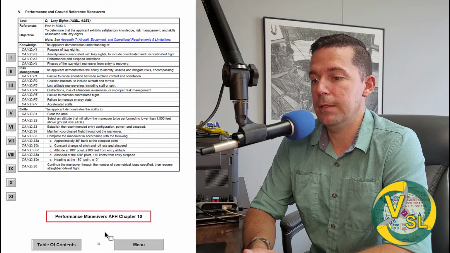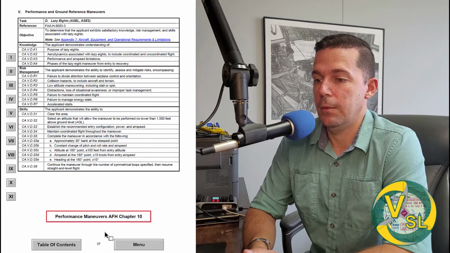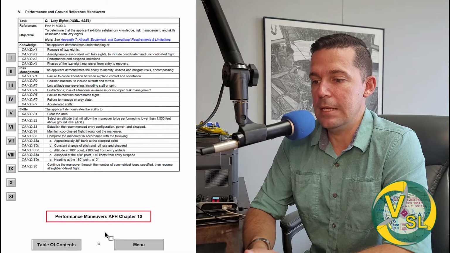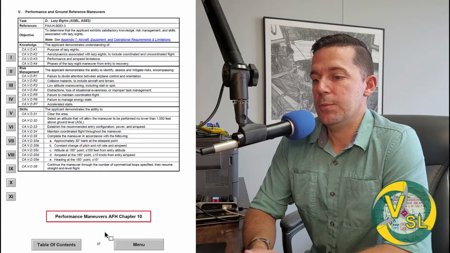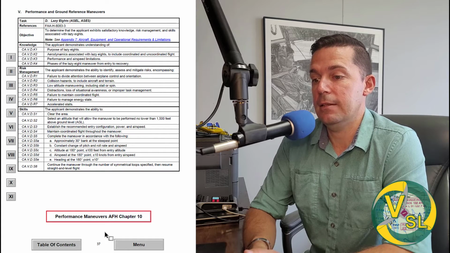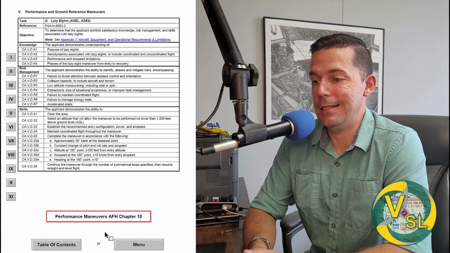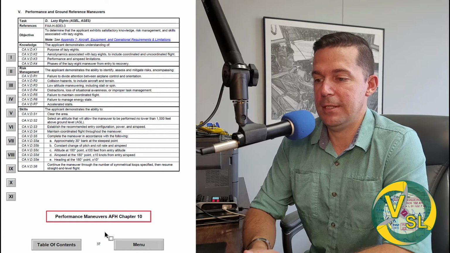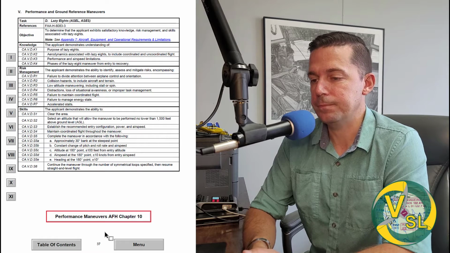Skill 5, complete the maneuver in accordance with the following: approximately 30 degrees of bank at the steepest point, constant change of pitch and roll rate and airspeed, altitude at 180-degree point plus or minus 100 feet from the entry altitude, airspeed at the 180-degree point plus or minus 10 knots from the entry airspeed, and heading at the 180-degree point plus or minus 10 degrees. And then skill 6, continue the maneuver through the number of symmetrical loops specified, then resume straight and level flight.